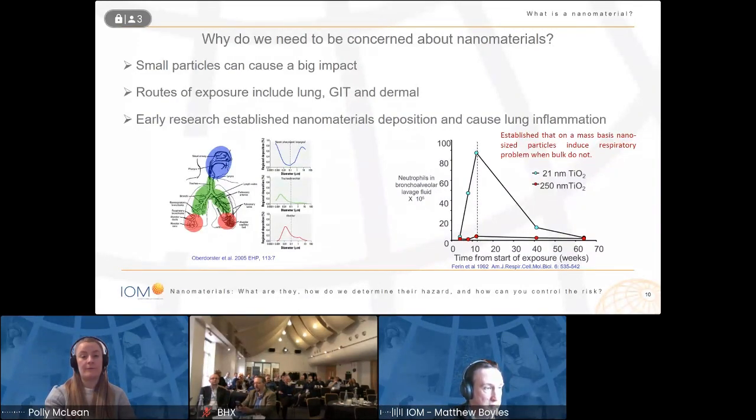And then one of the earliest studies looking into this, so over 30 years ago, was a study on the right where they had nano-sized titanium dioxide represented in the blue, and larger titanium dioxide represented in the red. And this was an exposure to rat lungs. And what they found is that on a mass basis, you have a huge amount of toxicity, in this case, inflammation generated in the lungs in response to the nano-sized titanium dioxide over the larger titanium dioxide. Next slide, please, Polly.